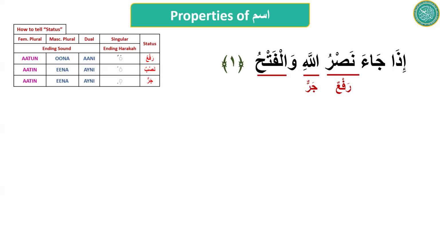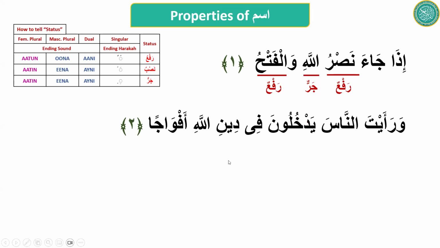Next one, Al-Fathu. Fathu means victory. What is the status? Rafa. Why? Because it ends with Dhamma. And with Dhamma. Very good. Thank you, sister. I will ask somebody else now. Muhammad Rasaq, I have the next ayah. Brother, An-Nasa. What do you think is the status? Rafa, Nasab, or Jar? Nasab. Why Nasab? Because it ends with Fatha. Fatha. Very good.